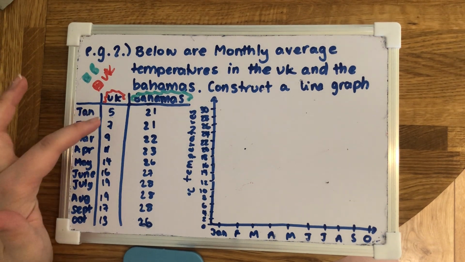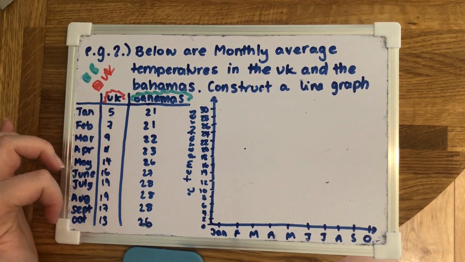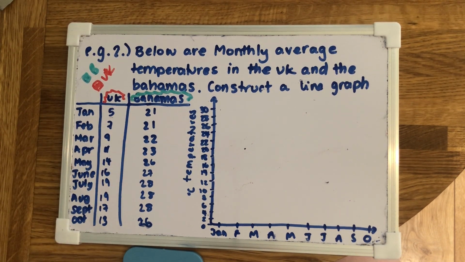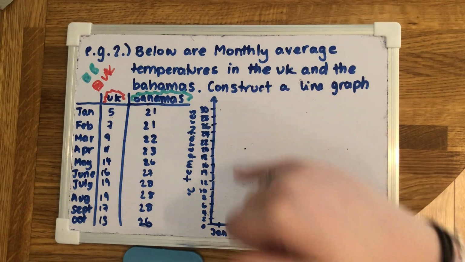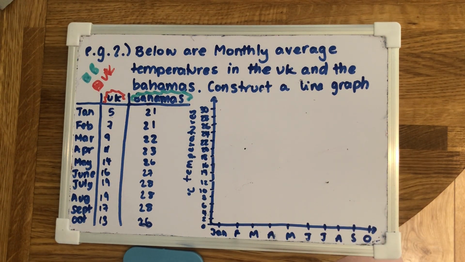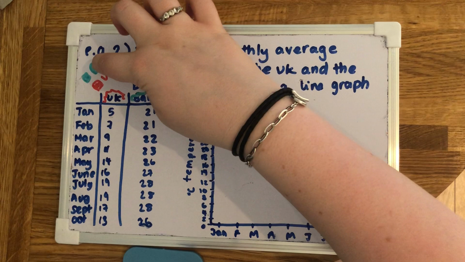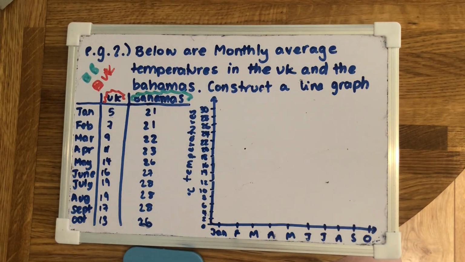Then the next bit, if we look at the numbers that are the temperatures, the highest one for the UK was 19 and the highest for the Bahamas was 28, so I had to go up to at least 28. Because 28 is quite large, I went up in 2s, which is probably the easiest. You could have gone up in 5s, but I decided not to, just to be a little bit more accurate. Now because we've got two sets of data, we need two separate colours. So I've done green for the Bahamas and red for the UK. You can use whichever colours you want.